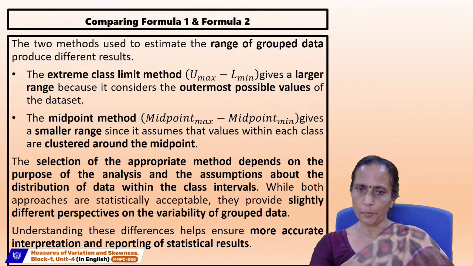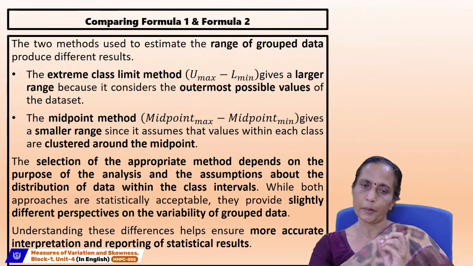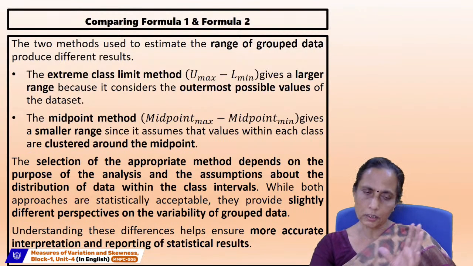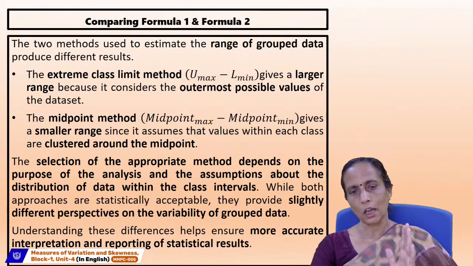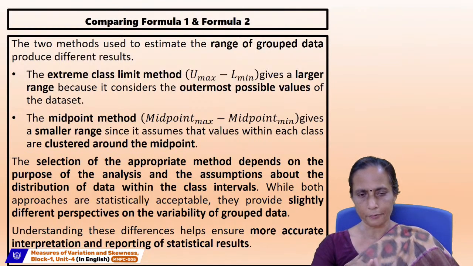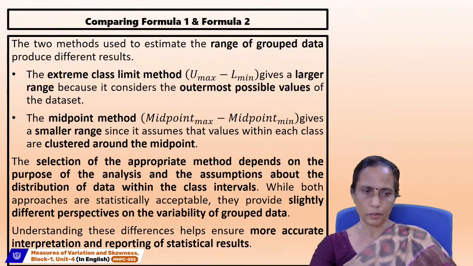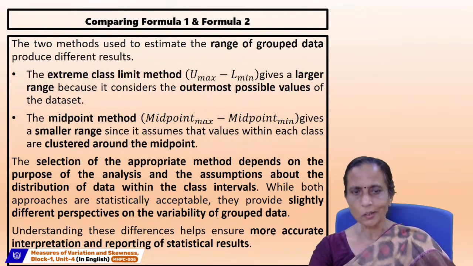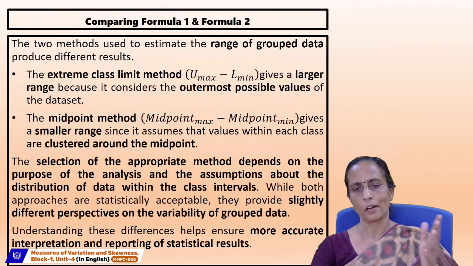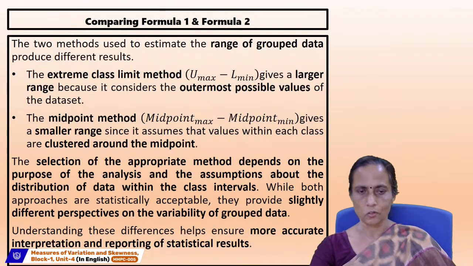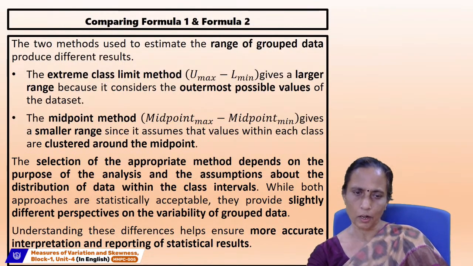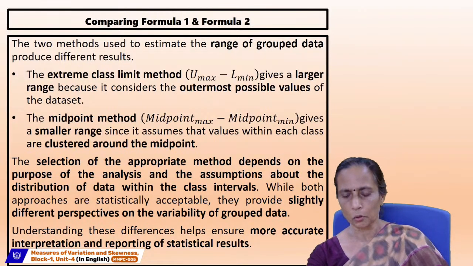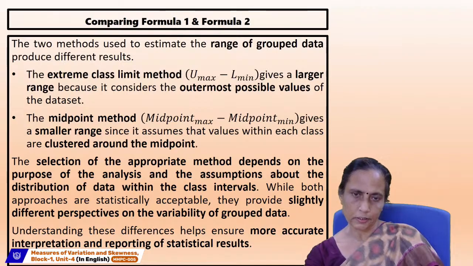The selection of the appropriate method depends on the purpose of your analysis and the assumption about the distribution of the data within the class intervals. While both approaches are statistically acceptable, they provide slightly different perspectives on the variability of grouped data. Depending upon the requirement and your distribution, you may select either formula 1 or formula 2 for calculating your range, and both are statistically correct. For more accurate interpretation and reporting of statistical results, you may take the differences into account.